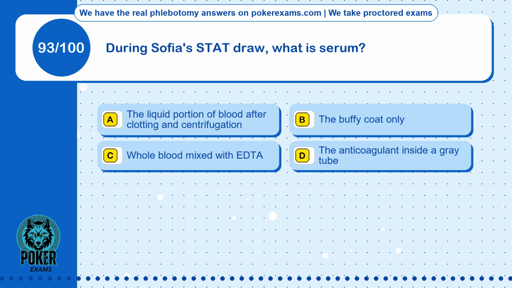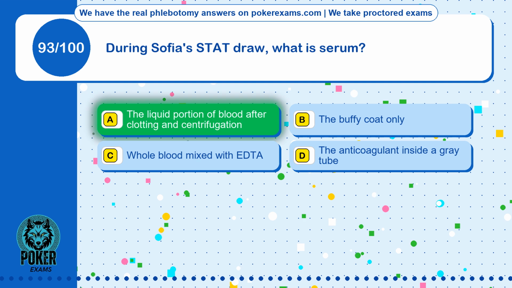Question 93. During Sophia's stat draw, what is serum? Option A: the liquid portion of blood after clotting and centrifugation. Option B: the buffy coat only. Option C: whole blood mixed with EDTA. Option D: the anticoagulant inside a gray tube.